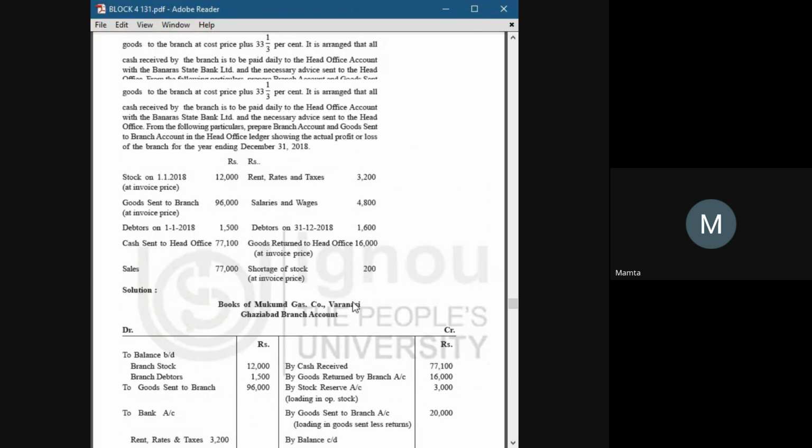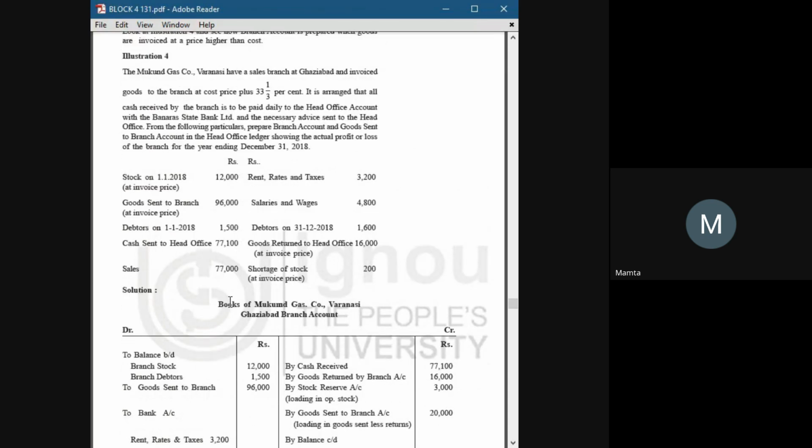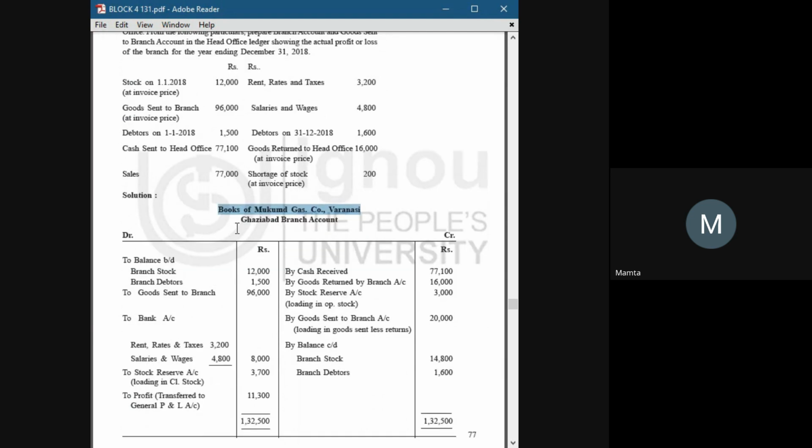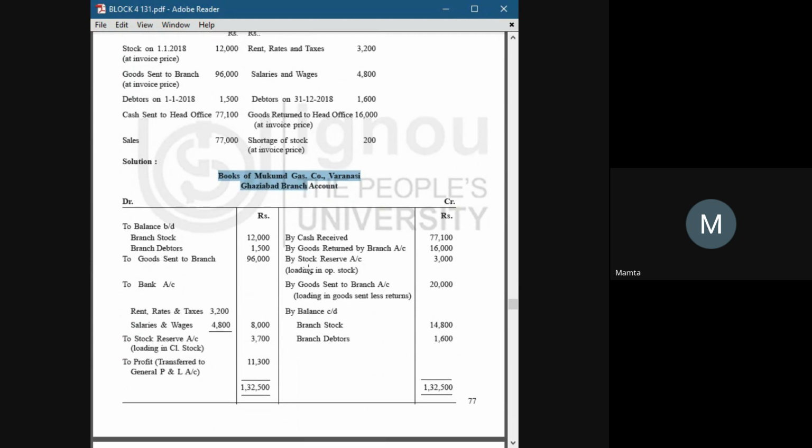So the head office is at Varanasi, and the name of the head office is Mukund Gas Company in Varanasi. In the books of Mukund Gas Company Varanasi, we are creating this account in the books of the head office. Ghaziabad was the branch, so the Ghaziabad branch account is mentioned here.